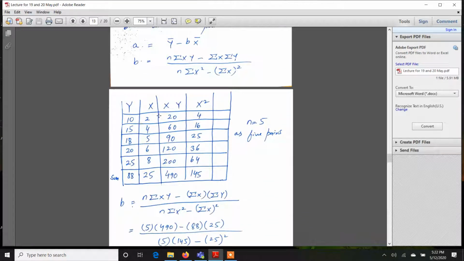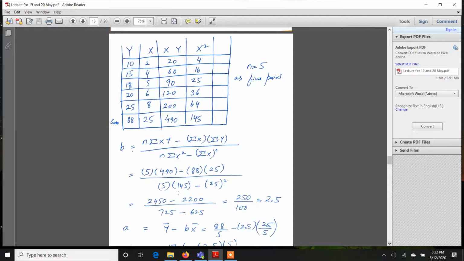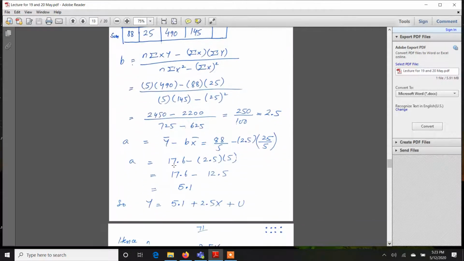That's what I have done here. Xy, that is multiply these two columns, x square, that is square of this x column, and then we sum these and put in the slope coefficient formula, right? N is the number of pairs. You can see there are 5 pairs. Summation xy is the sum of this column, which is 490, and so on. You plug in the values and you get the slope coefficient is 2.5.